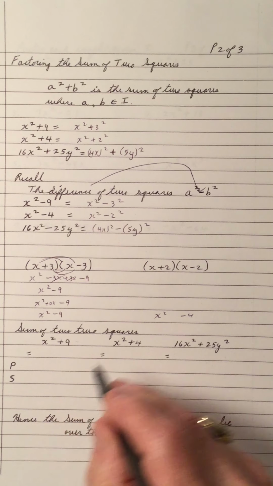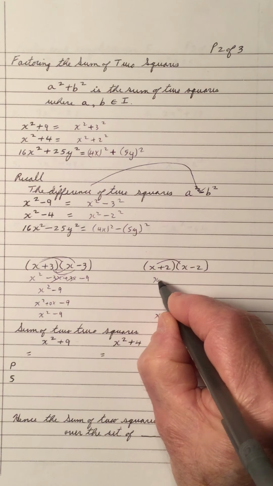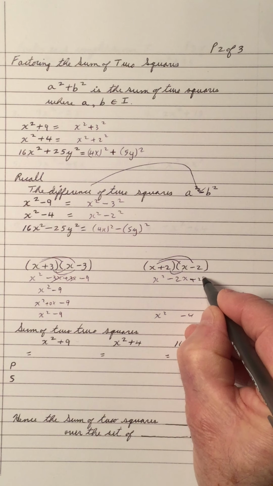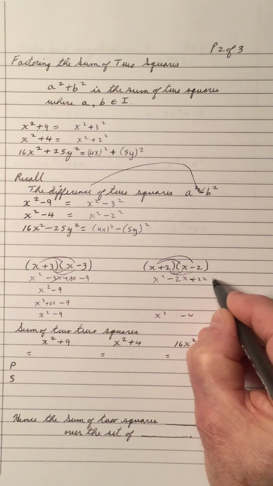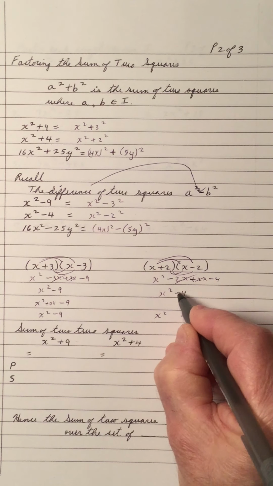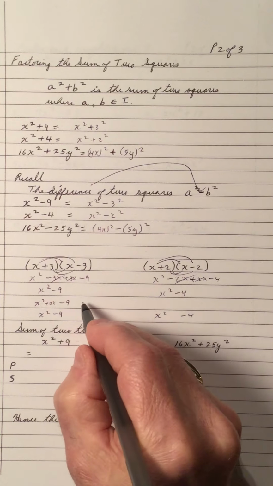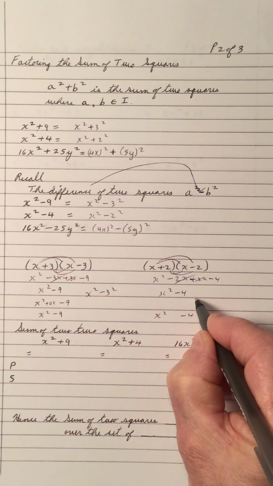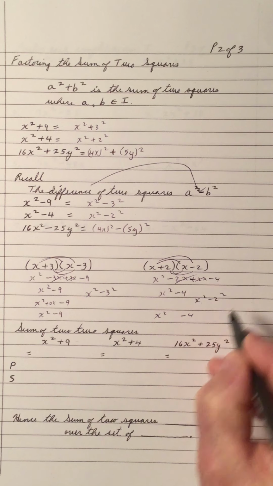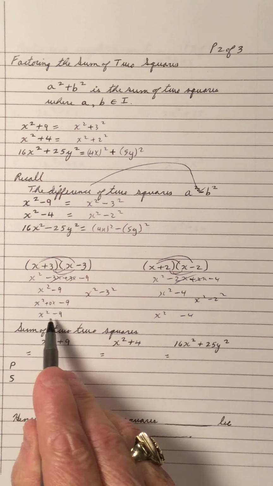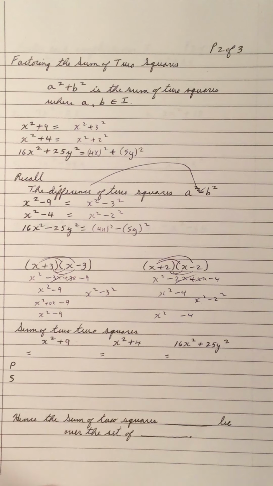That's quick. But first, outside, inside, last, add 0. So notice these two are the difference of two squares. So this is x squared minus 3 squared. This one is x squared minus 2 squared. Notice the middle term in the difference of two squares. The middle term here is a 0.